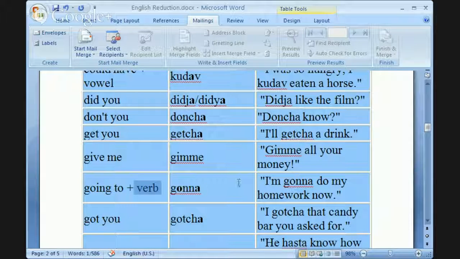Okay, so Michael, can you try reading the example sentence? I'm gonna do my homework tomorrow. Sorry. I'm gonna do my homework now. Okay. That's perfect. Great. That was great.